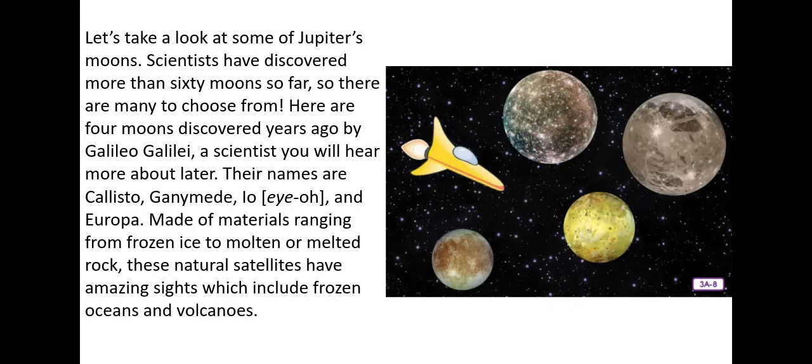Their names are Callisto, Ganymede, Io, and Europa, made of materials ranging from frozen ice to molten or melted rock. These natural satellites have amazing sights, which include frozen oceans and volcanoes.